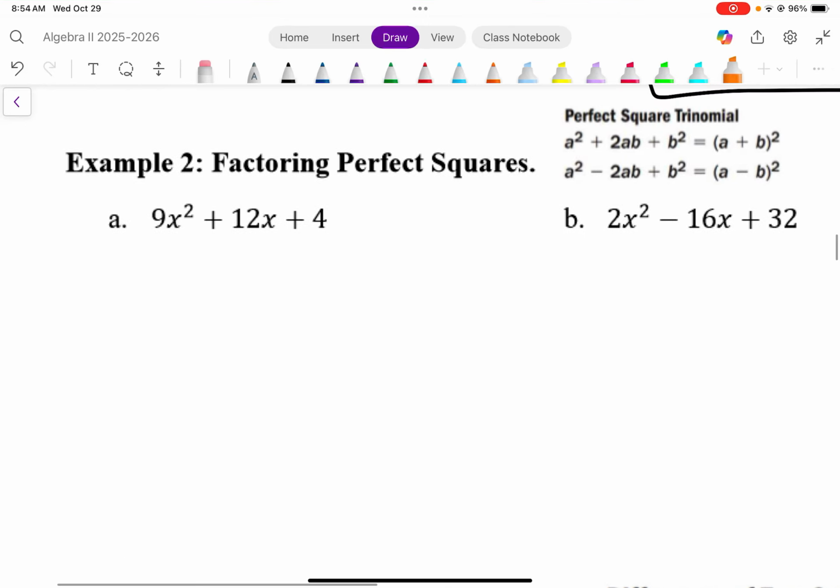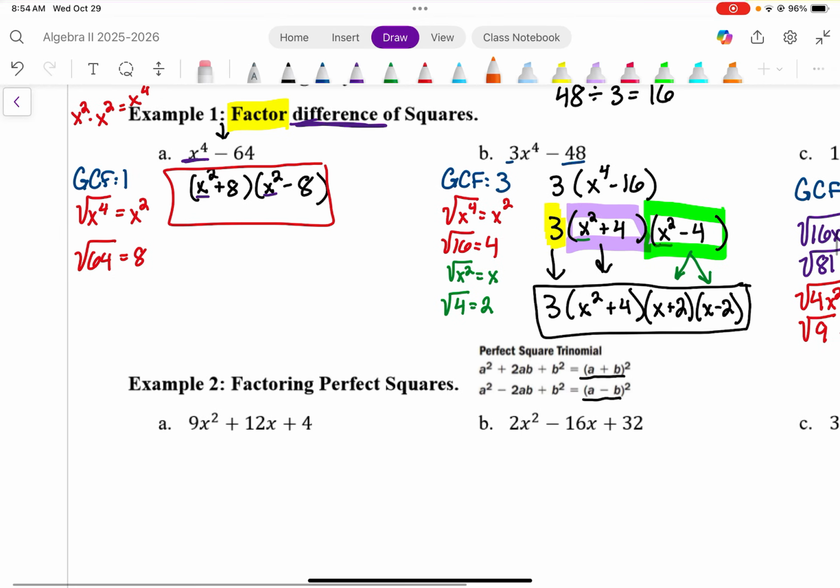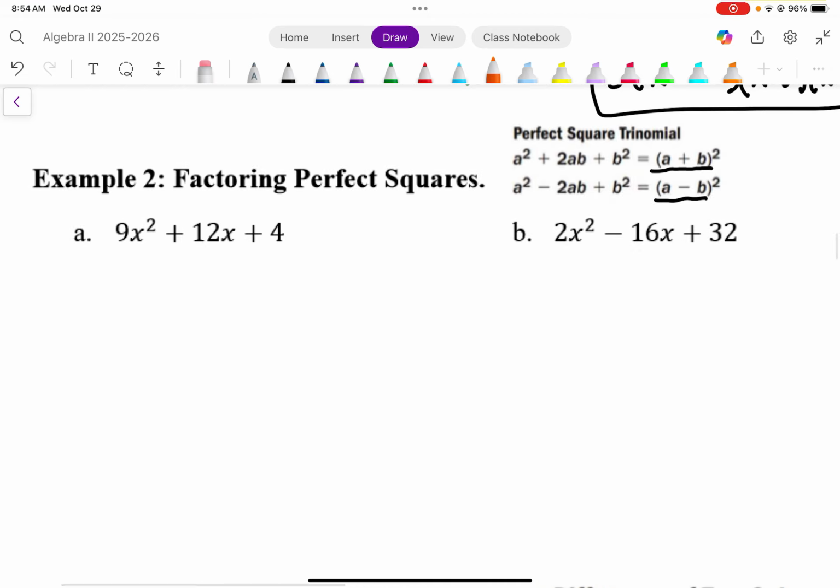The next part for 5.2 is factoring perfect squares. Perfect square trinomials are when we are going to be able to factor it into the form (a + b) squared or (a - b) squared. When we factor these, it is going to be a trinomial, so you will have 3 terms that you are starting with. When we were doing difference of squares, we had 2 terms that were perfect squares. Now we're going to have 3 terms.